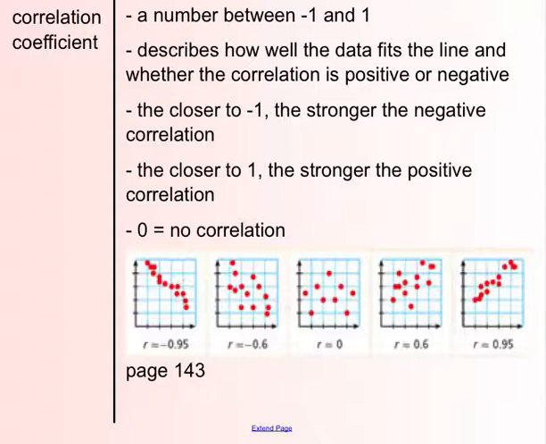And then we see the correlation of 0. Of course, the scatter plot is all over the place. And then we'll see the positive 0.6 and the positive 0.95 as well.